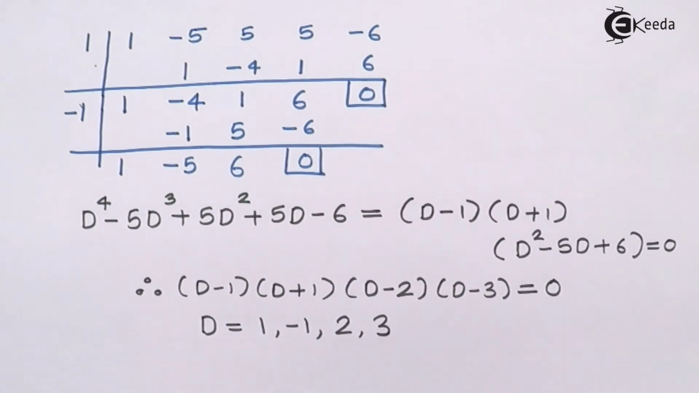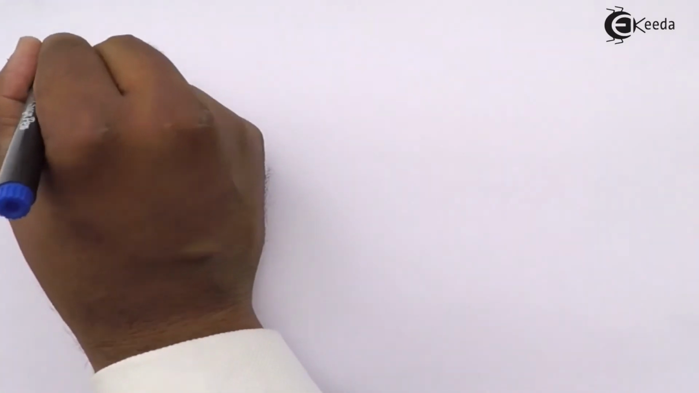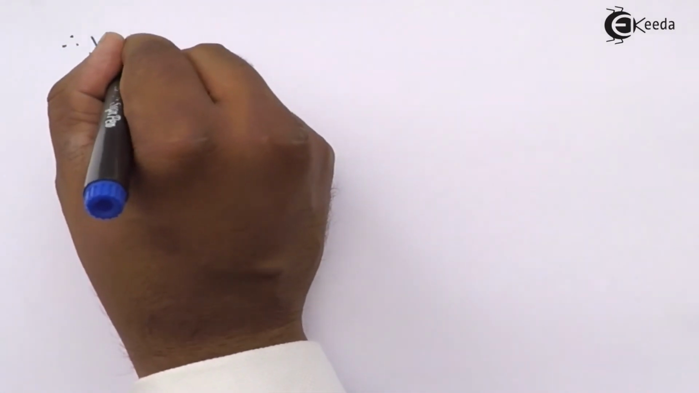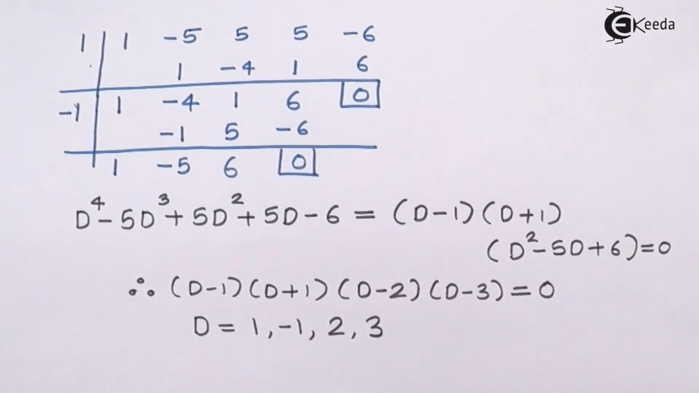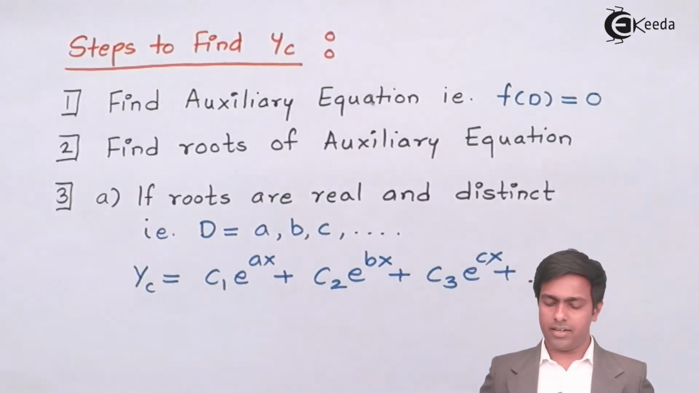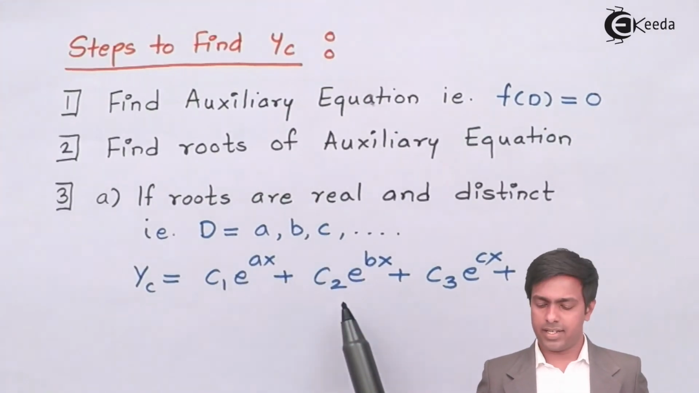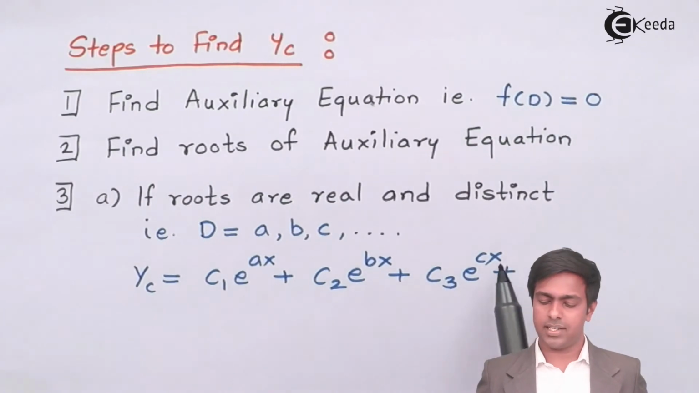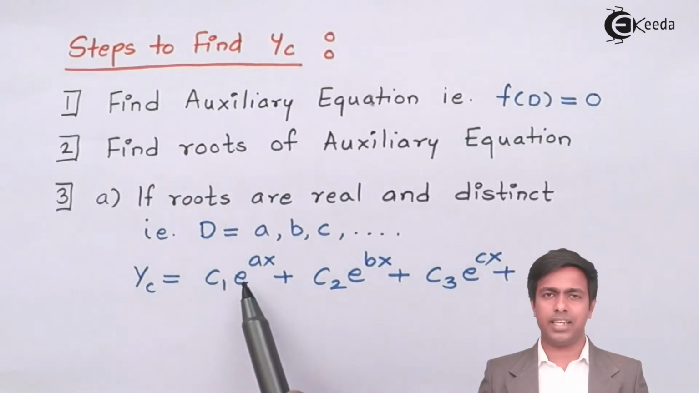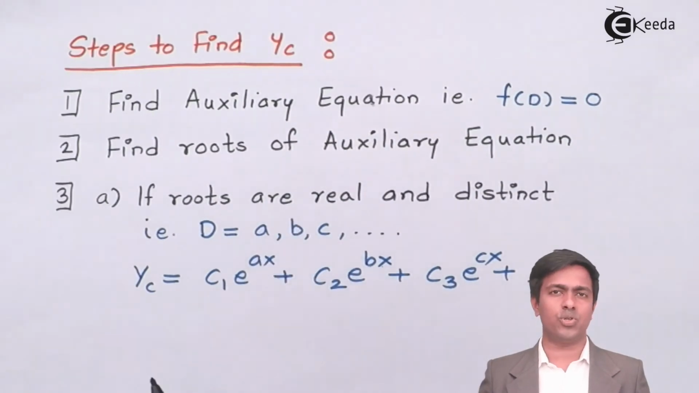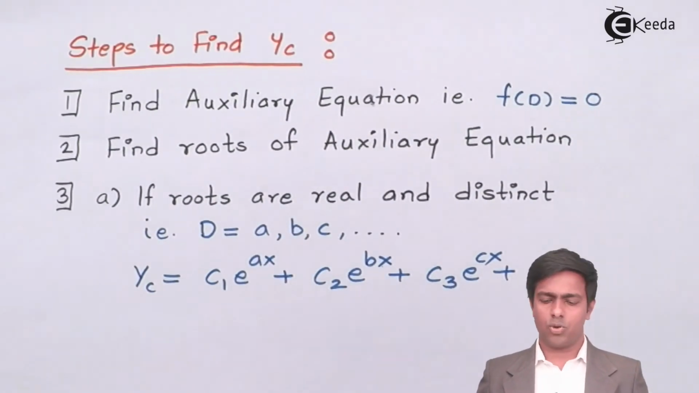Now let's write down the yc for this, that is the complementary function. So here if you observe, these 4 roots are real and distinct. So I'm going to use the method in which I've explained to you that whenever roots are real and distinct, we find yc by that method. You can see that method on the screen. So here if your roots are like a, b and c, we write yc as c1 e to the power ax, c2 e to the power bx and c3 e to the power cx. It means the powers of e are your roots a, b and c, and c1, c2, c3 are the constants. So I'll apply this method.